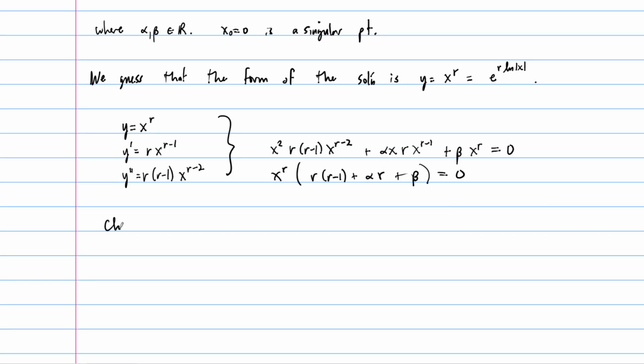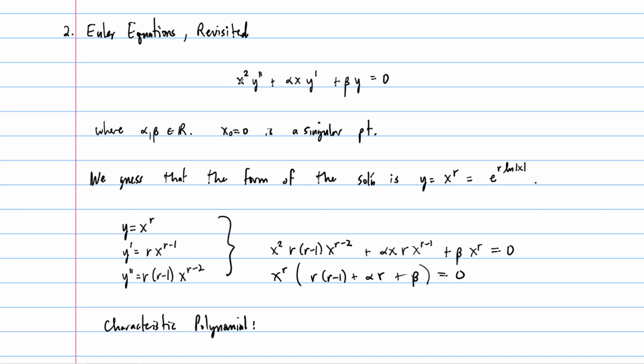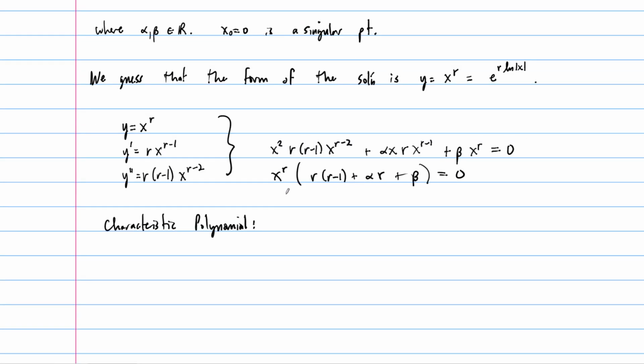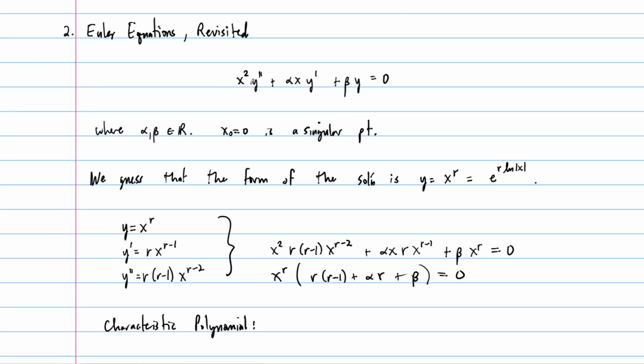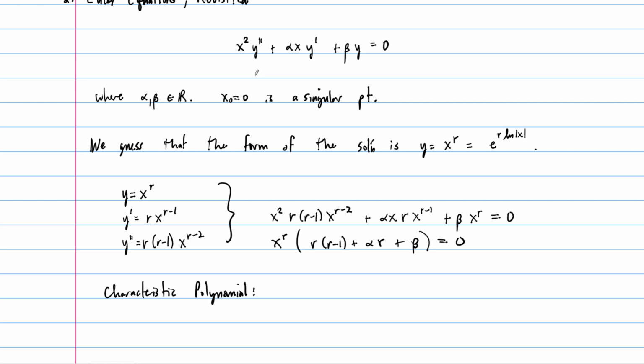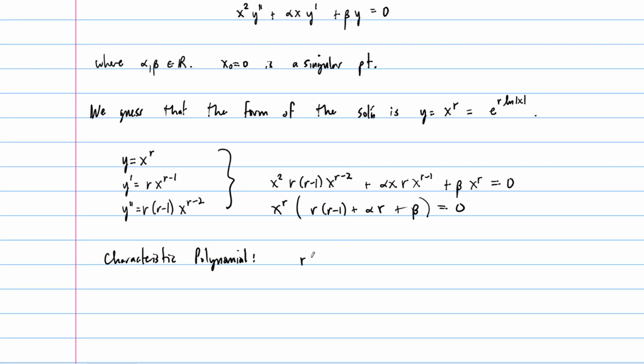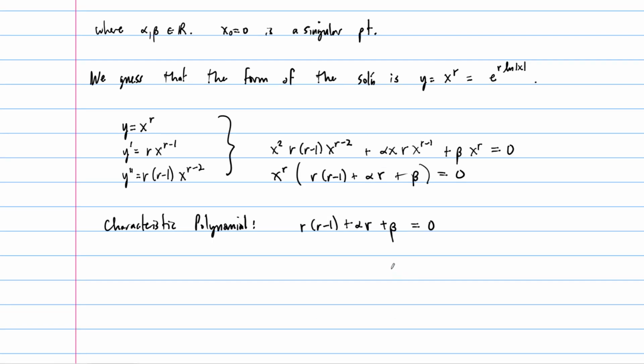And so the characteristic polynomial, this is called the characteristic polynomial of every Euler equation that's given in this form with a leading coefficient of 1, right? If you think of the coefficient function of the differential equation, it's 1 times x squared. Every Euler equation of this form then has a characteristic polynomial of r times r minus 1 plus alpha times r plus beta. And of course, we're looking for values of r for which that's equal to 0. And those are called the characteristic roots.